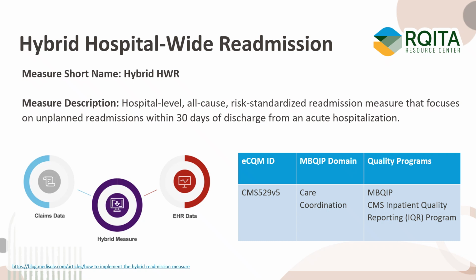This measure was adopted for use in MBQIP by the Federal Office of Rural Health Policy, FORP, beginning July 1st, 2025. This measure focuses on unplanned readmissions within 30 days of discharge from an acute hospitalization. The ECQM ID is CMS 529 version 5, which will be important to note when reviewing ECQM resources on the CMS website. As I mentioned, this measure is part of the Care Coordination domain for MBQIP and is also available for reporting in the CMS Inpatient Quality Reporting or IQR program.